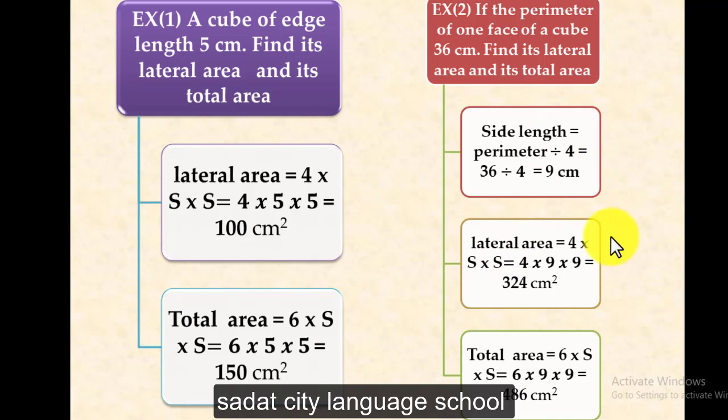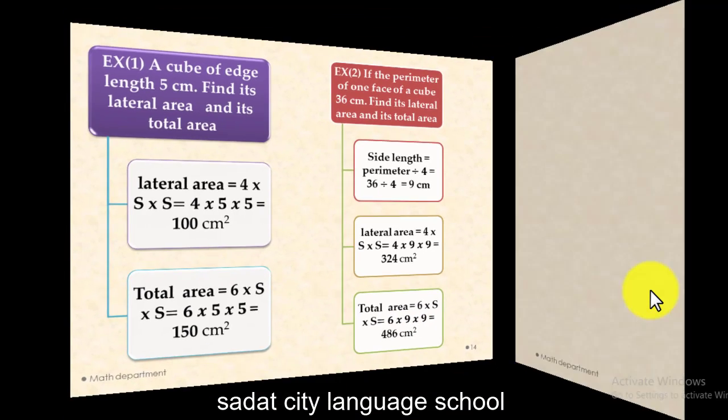Can we find the lateral area and the total area? Yes. Write the rule. Lateral area equals 4 times side length times side length. Side length equals 9. 4 times 9 times 9, the result equals 324 centimeter square. Can we find the total area? Yes, we have the side length. 6 times side length times side length equals 6 times 81 equals 486 centimeter square.